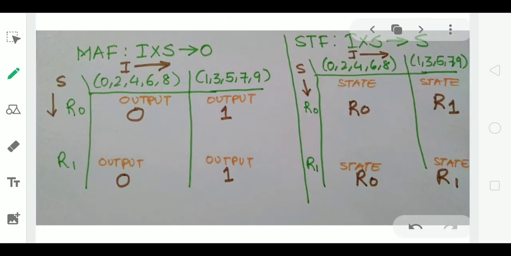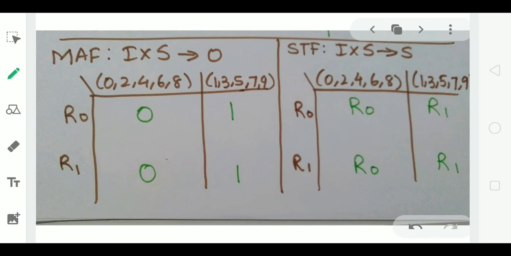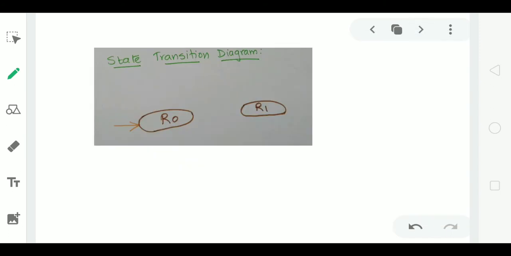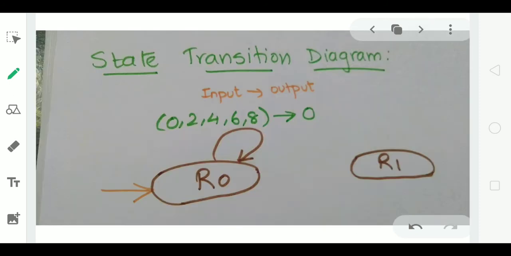After completing our table, what are we going to get? We are going to get this kind of table. So from this table, what are we going to do? We are going to draw the state transition diagram. For drawing the state transition diagram, the circles represent the states and an arrow on the initial state has to be always there. So an arrow attached to any state represents the initial state. From there we are going to start drawing or reading our diagram.